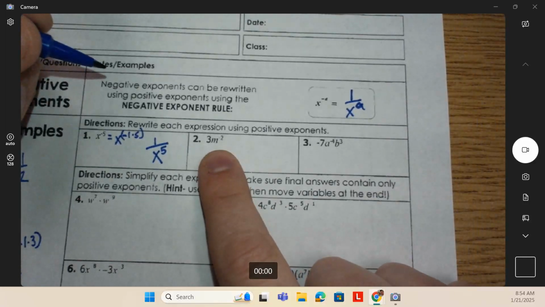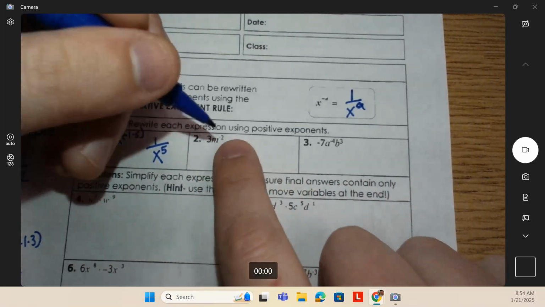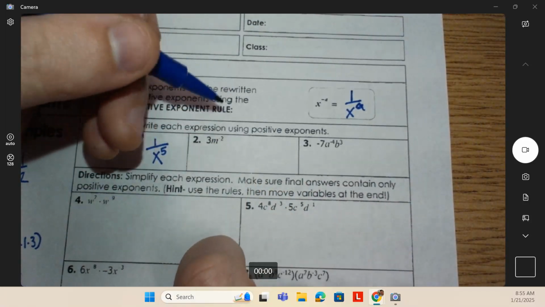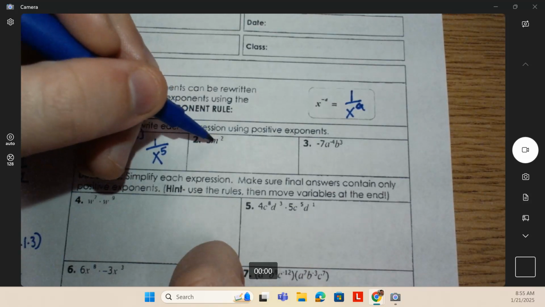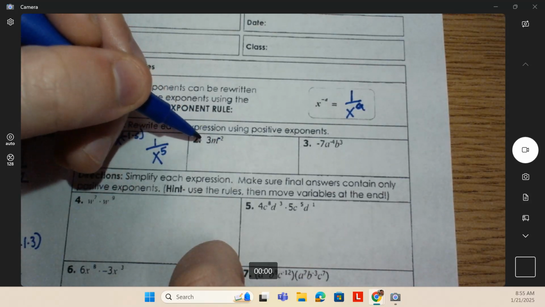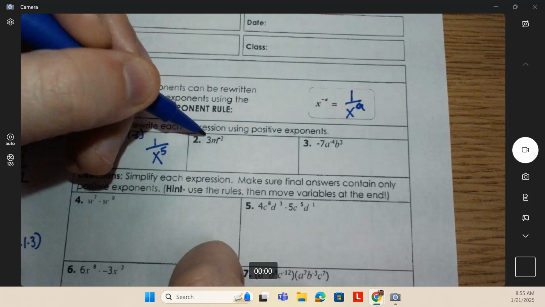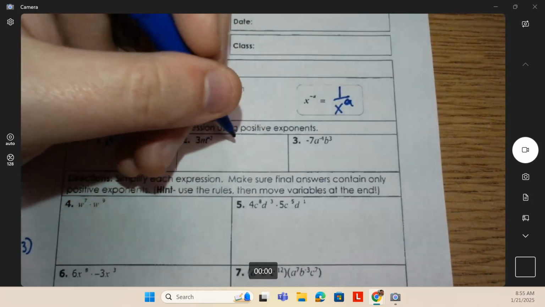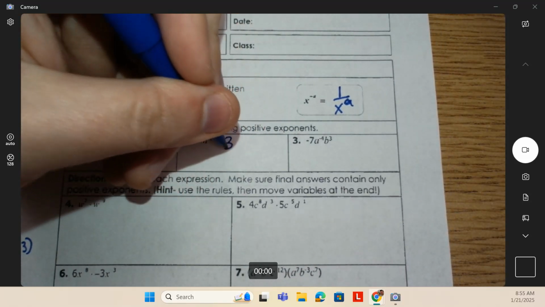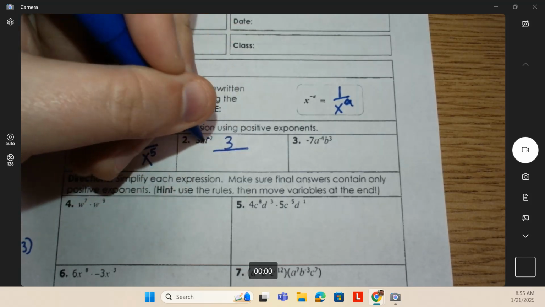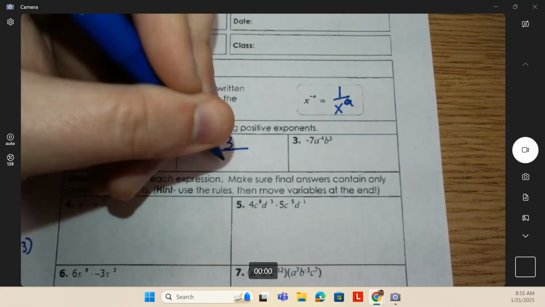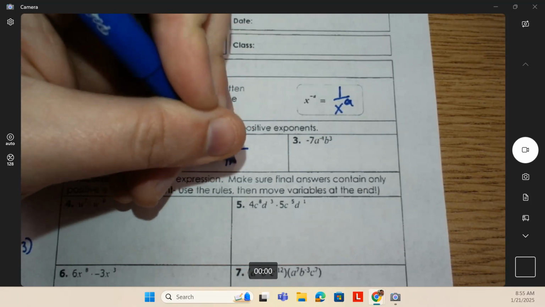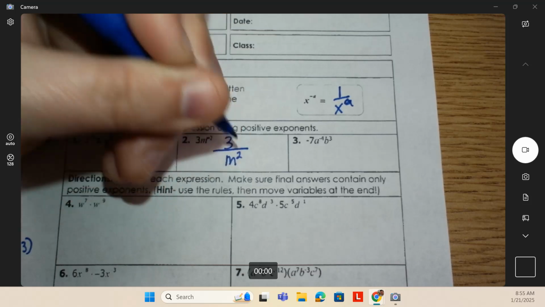So 3m to the negative second. The important thing here to remember is that the negative 2 only goes with the m. It doesn't go with the 3. If they wanted it to go with the 3, they would have put this in parentheses, which they did not. So that 3 is going to stay up top, and then the m, the negative 1 moves it to the bottom, but it keeps the 2. So 3 over m squared.